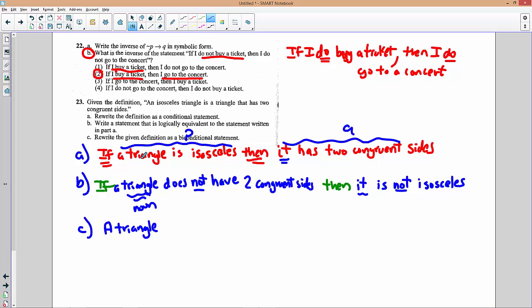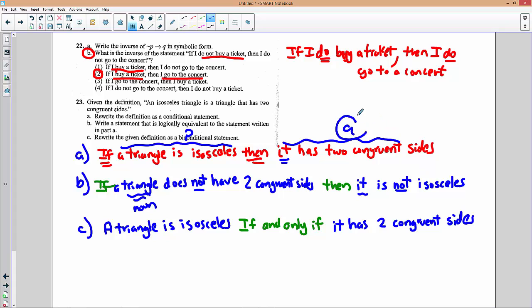I'm doing this for the original. A triangle is isosceles. Here it comes. I'll change colors to help you out. If and only if. You don't have to capitalize it. And I'll go back to blue, and we'll write Q. And Q is it has 2, I'm just using the number 2 here to save space, congruent sides.